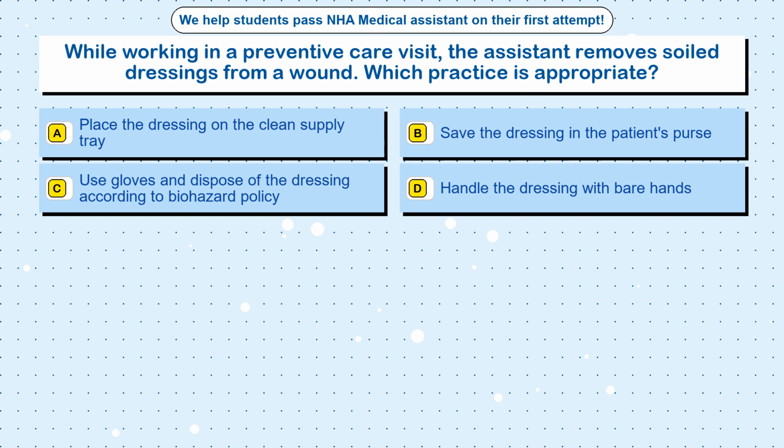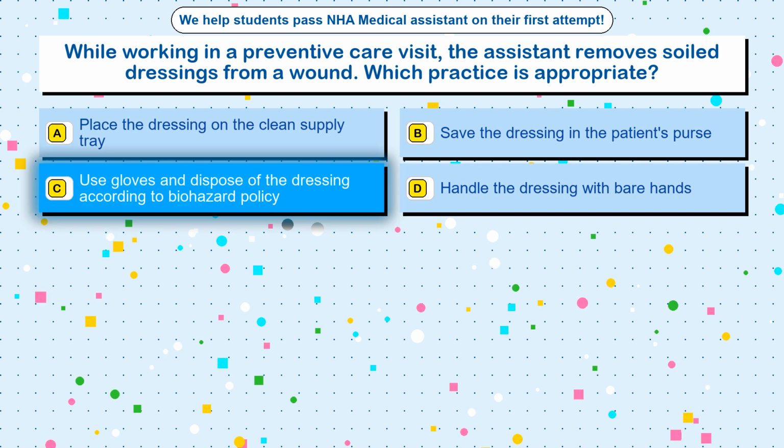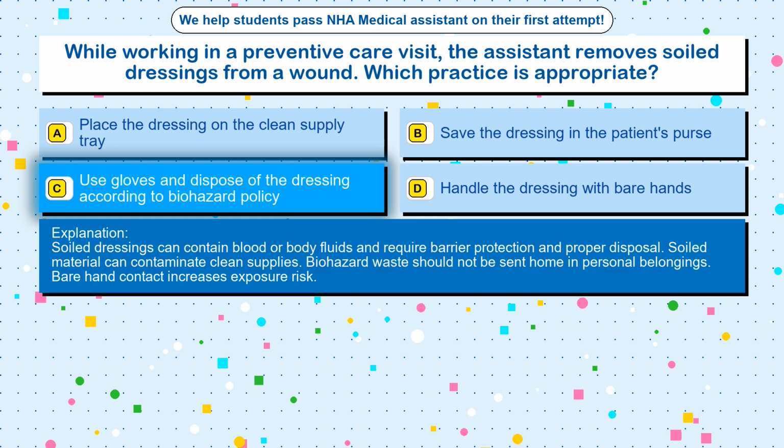Option C, use gloves and dispose of the dressing according to biohazard policy. Option D, handle the dressing with bare hands. The correct answer is option C, use gloves and dispose of the dressing according to biohazard policy. Soiled dressings can contain blood or body fluids and require barrier protection and proper disposal.